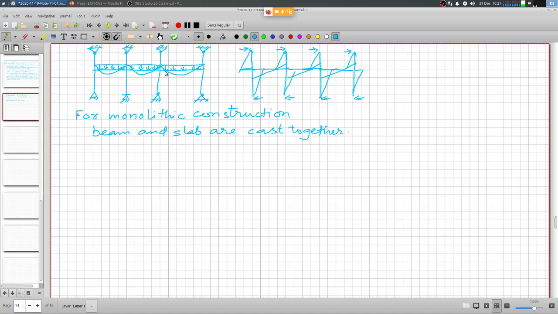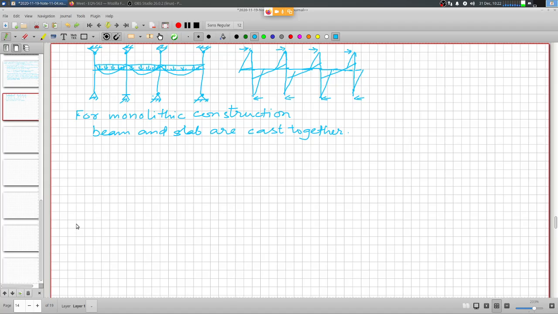But quite often we ignore that in case of gravity loading, because that is only going to add to the strength. So for simplicity we can afford to ignore that, and no harm is done. That will only add to the strength of the structure. And if we design ignoring the flange action coming from the monolithic construction of beam and slab, then we are actually erring on the side of conservation.